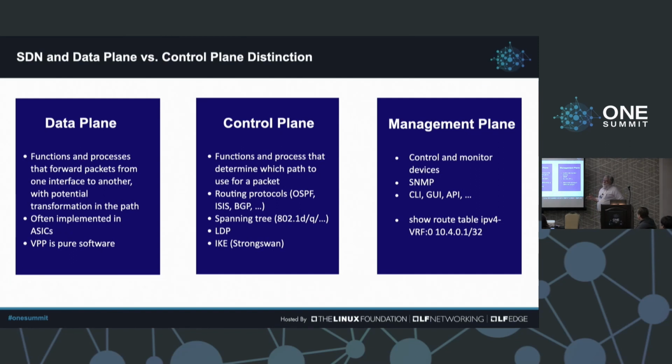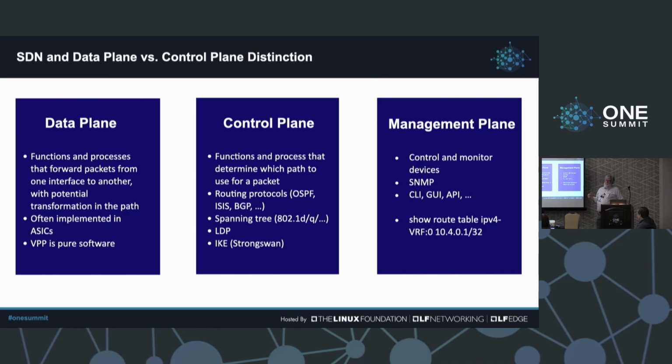So, just to set some context, because even here I've heard some people intermix terms about control planes and management planes. A data plane is basically a set of functions and processes that provide packet transformation: get packets from one interface to another, do some rewriting along the way. Often implemented in ASICs. There's a lot of switch ASIC stuff here this week. VPP is pure software. It just runs on a commodity x86 or ARM platform.